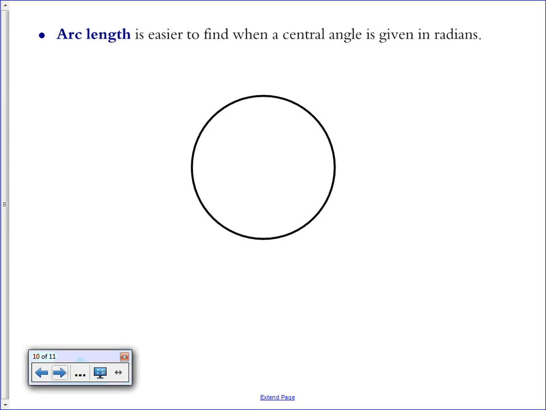Arc length, something we've already talked about, is the last thing in this presentation. Arc length, something we talked about in the previous lesson, is actually even easier to find when the central angle is given to you in radians. So if I give you a circle like this, let's say the radius was 8 inches, and I want us to find the length of this arc AB. The way that we learned how to do it would be to get the circumference of the whole circle and then multiply by 90 degrees over 360.